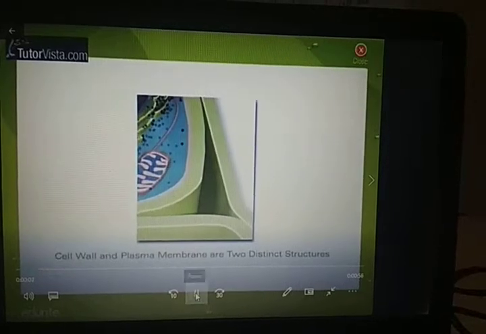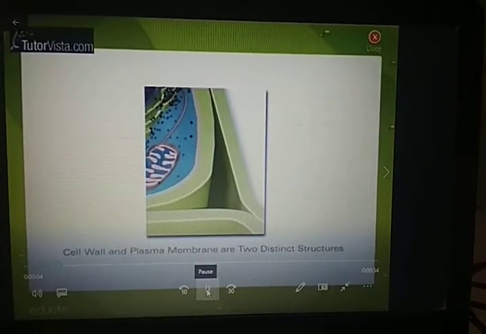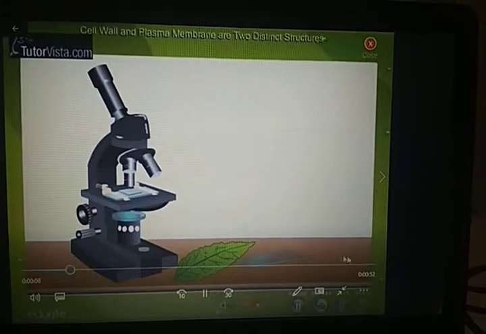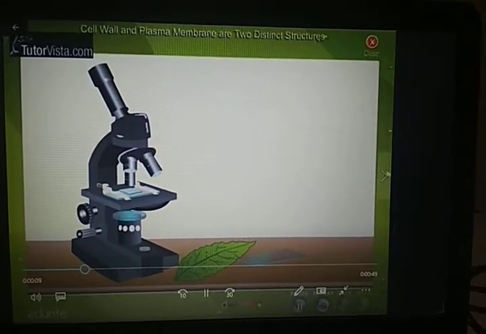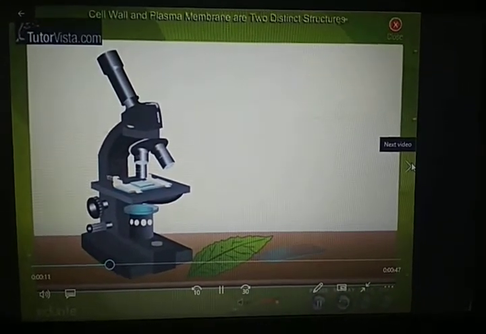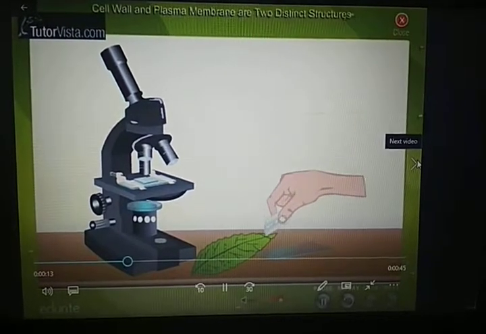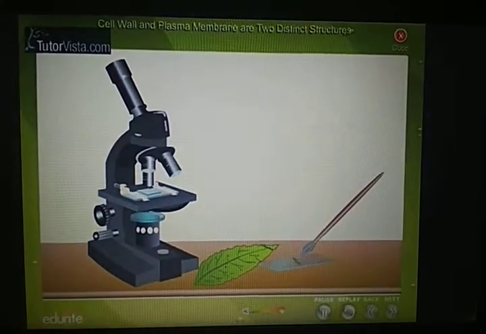Cell wall and plasma membrane are two distinct structures. Let's differentiate between cell wall and cell membrane or plasma membrane. Take a small section of a leaf and observe the cells under the microscope.